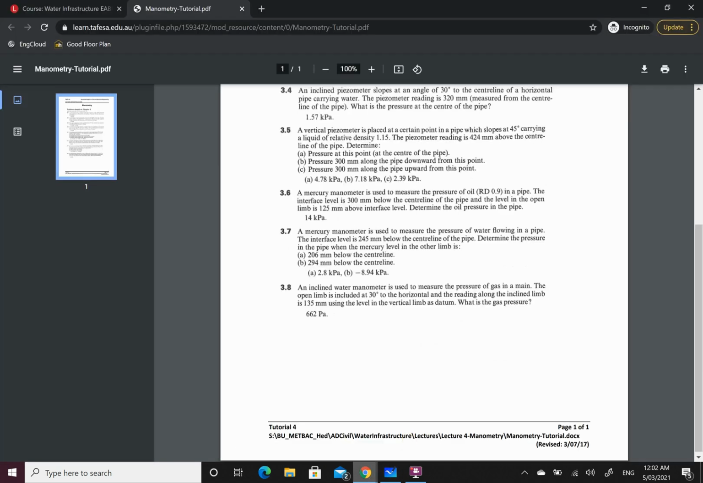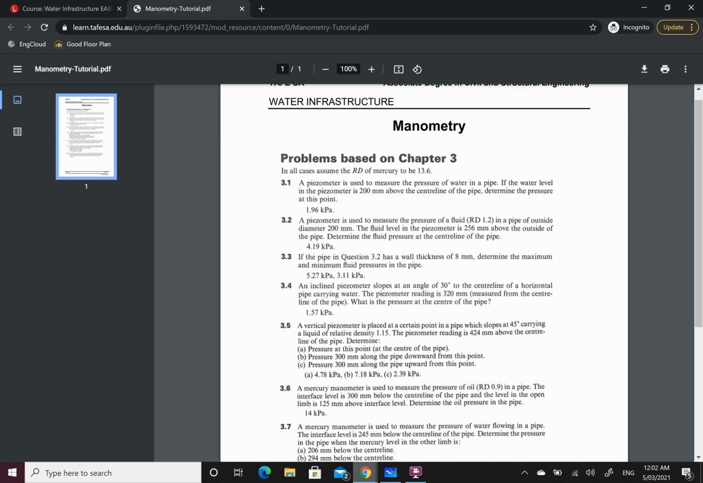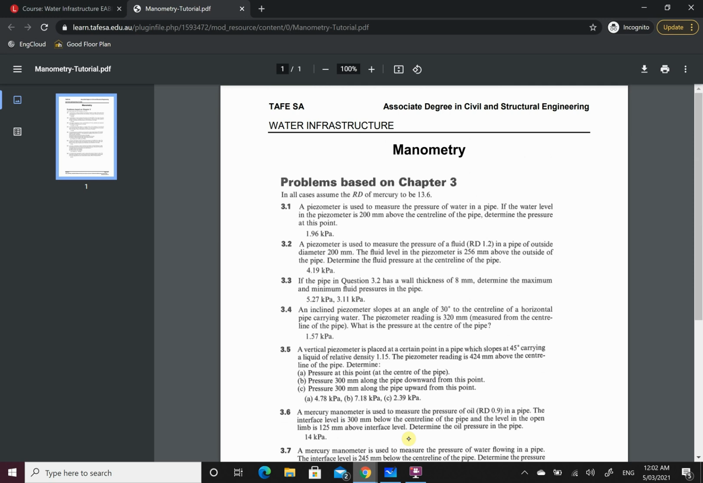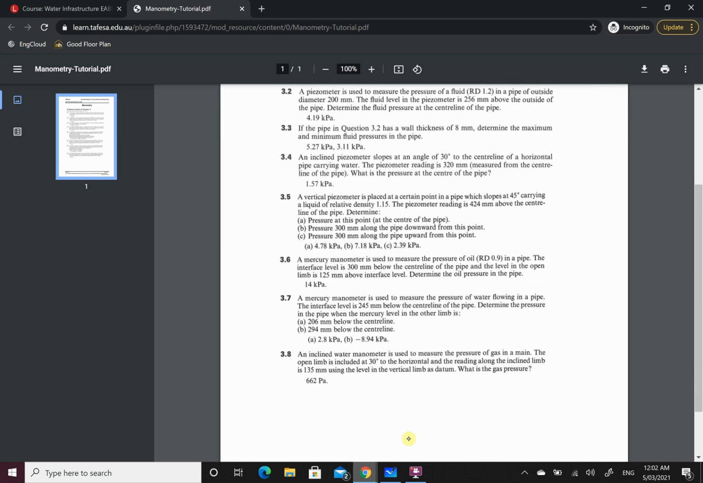So 3.6 is what I'm going to be looking at now. A mercury manometer is used to measure the pressure of oil, relative density of 0.9, in a pipe. The interface level is 300 mil below the center line. The level in the open limb is 125 mil above the interface level. Determine the oil pressure in the pipe. Now remember, RD of mercury is 13.6, so that's what we're going to assume here.